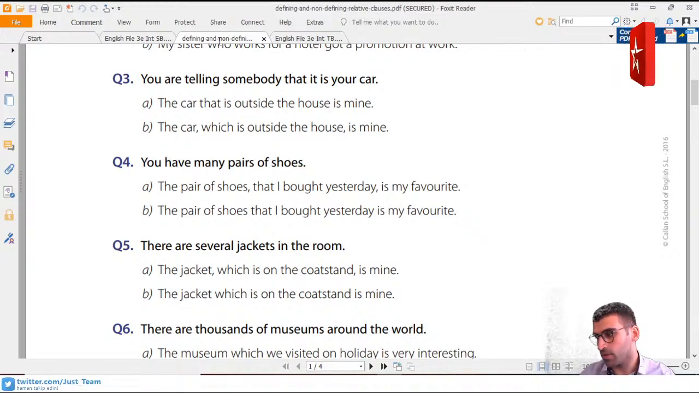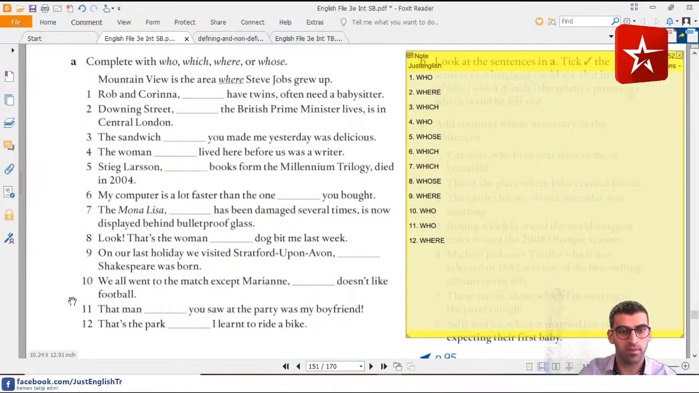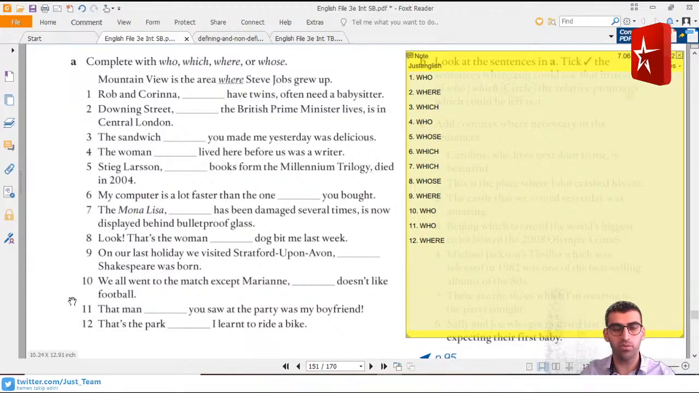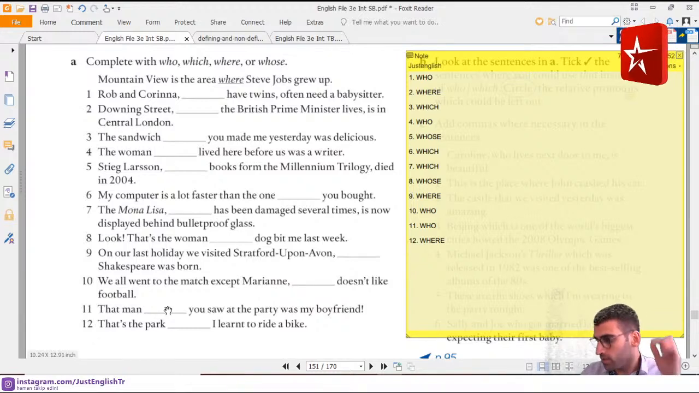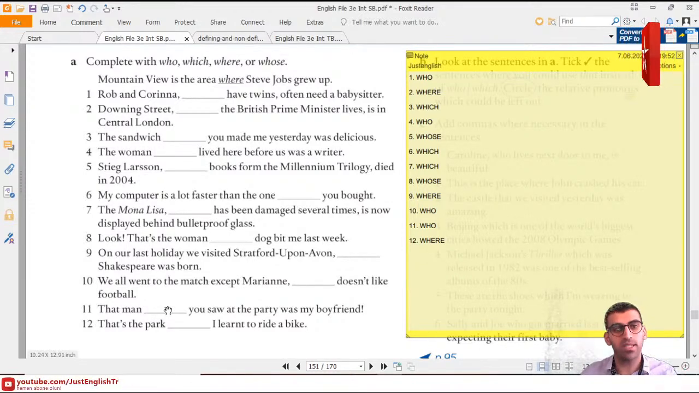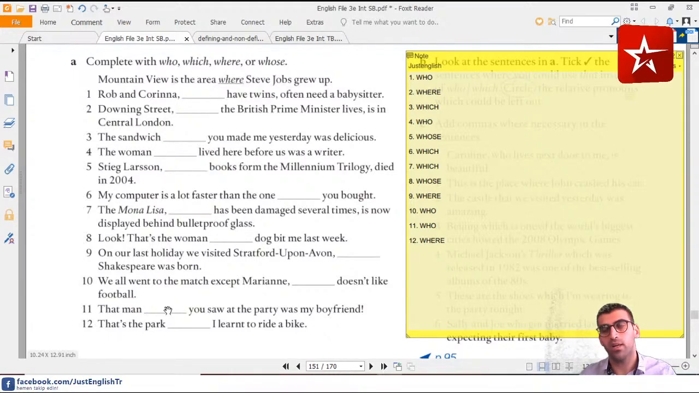Last question 11. There was the man who you saw. You mean Nejat? You mean this question, right? The man, that man, whose you know. In order to use whose, Mr. Nejat, we have to use a noun after whose. But here we have to use who. That man who you saw at the party was my boyfriend. Yes, but after who we need a verb. That man, but this is a non-defining relative clause. The man who you saw. After who we can use the subject and verb, like a normal sentence. Okay.